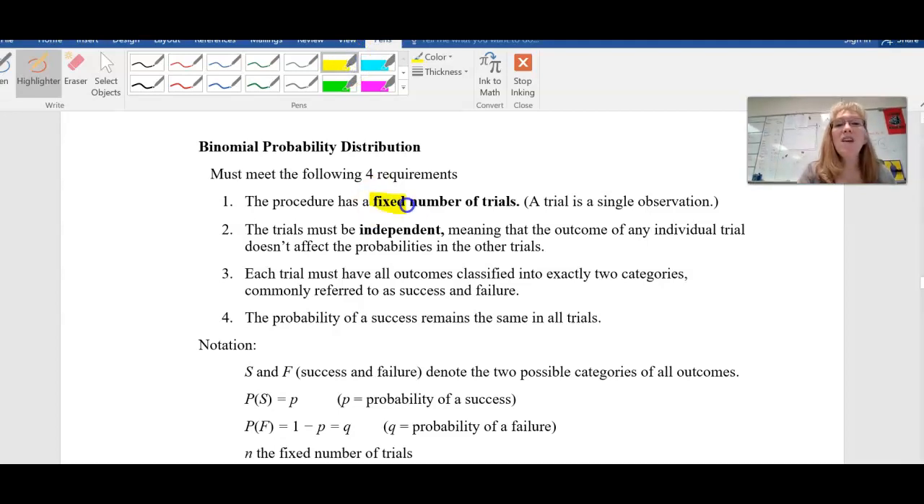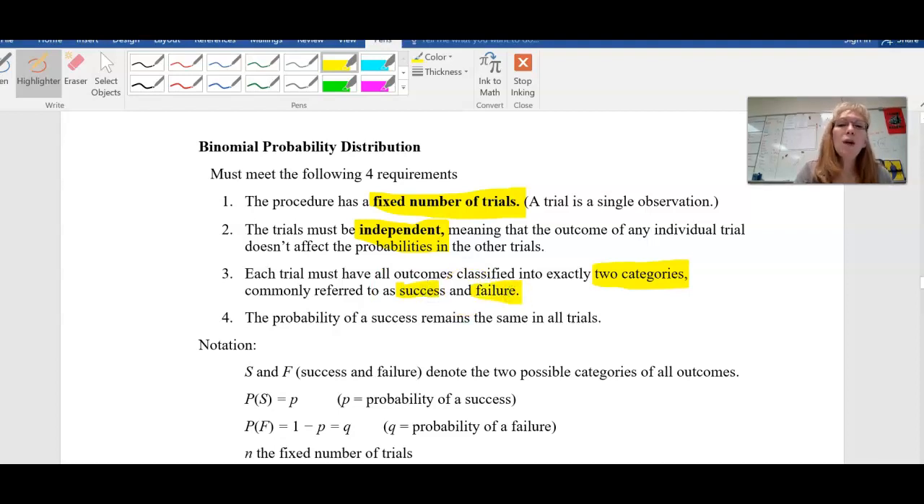Number 1, there has to be a fixed number of trials. A trial is a single observation, so you have to do it a certain number of times. It cannot go on infinitely. They have to be independent of each other, so what happens in one cannot affect the outcome in the other. They all have to be classified into 2 categories. Usually this is considered success and failure.